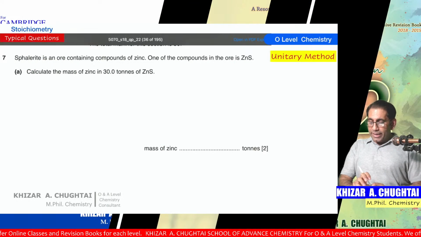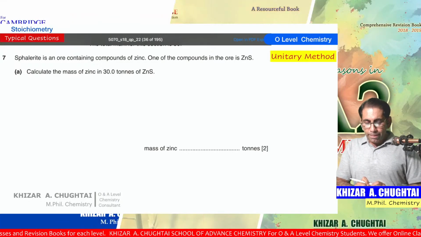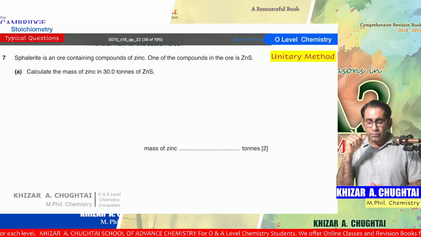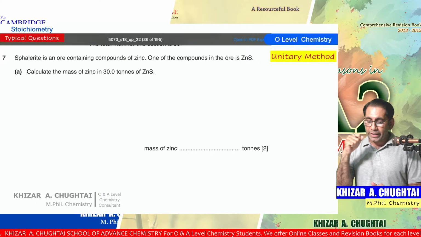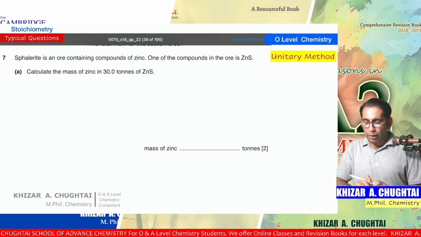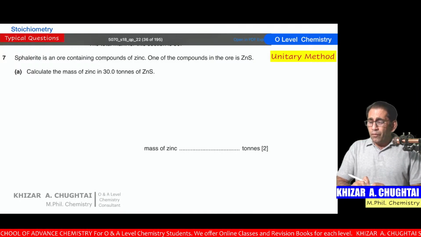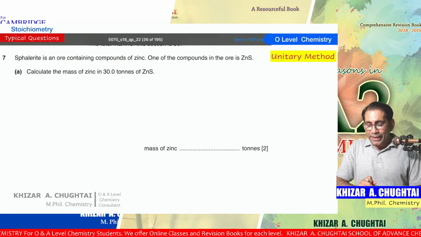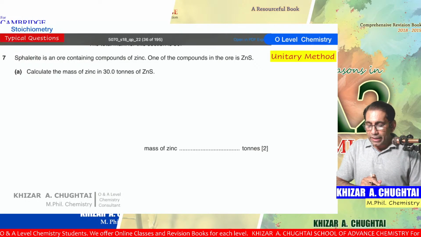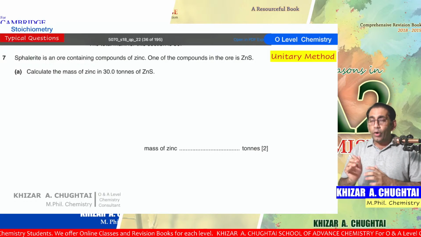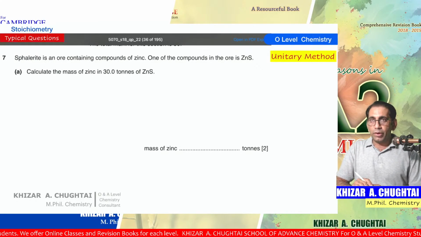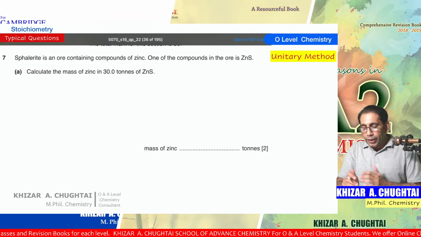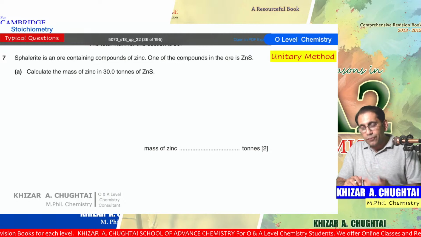The next question is, once again, a 2-mark question, the simplest one. Sphalerite is an ore containing compounds of zinc. One of the compounds in the ore is ZnS. Calculate the mass of zinc in 30 tons of ZnS. Now in this case, only a formula is given, and you are going to find the answer from that formula.